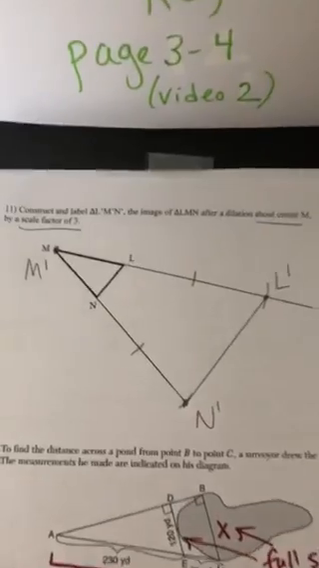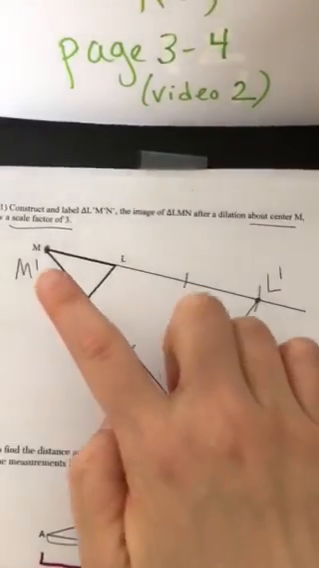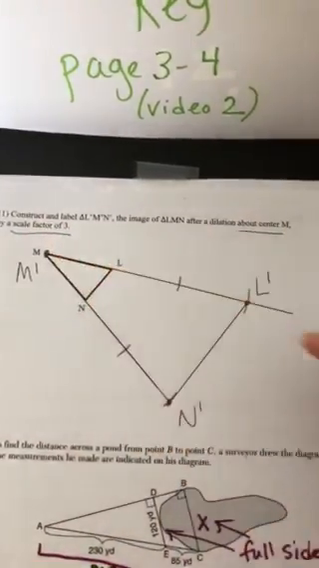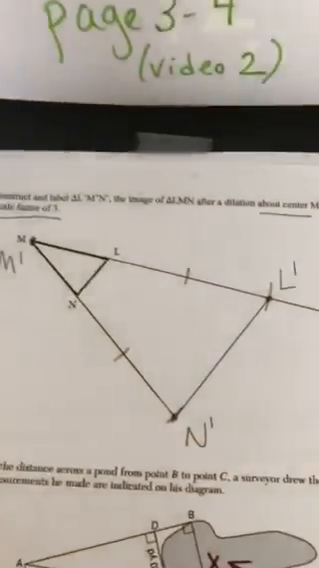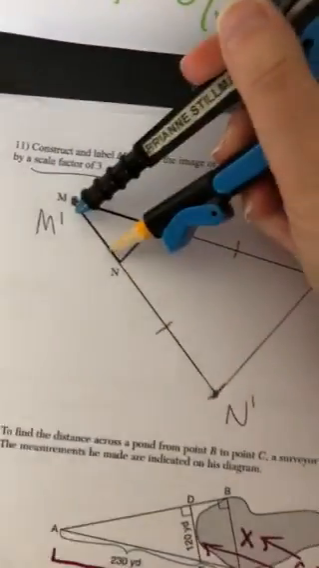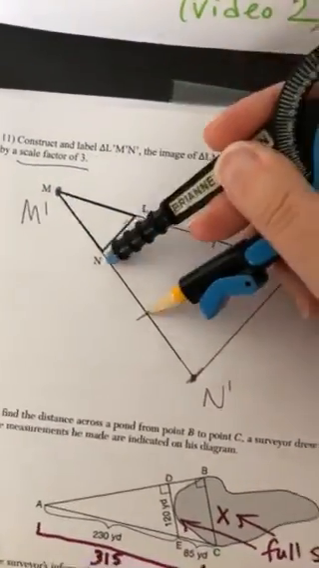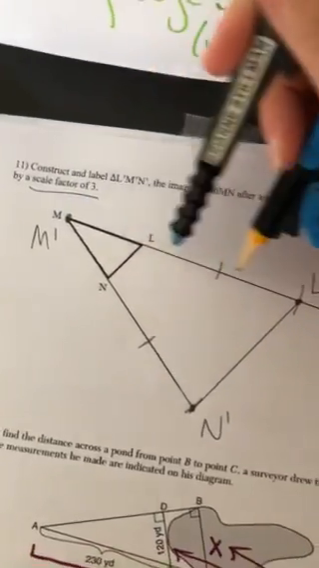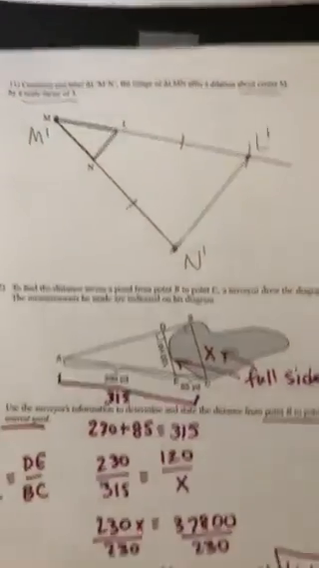Okay, well, now the last page. The first part is doing a dilation centered at M. Draw the rays coming out from M. Measure with your compass MN, and a dilation of 3. Same thing with LM, dilation of 3. Make sure you have all the prime notation.